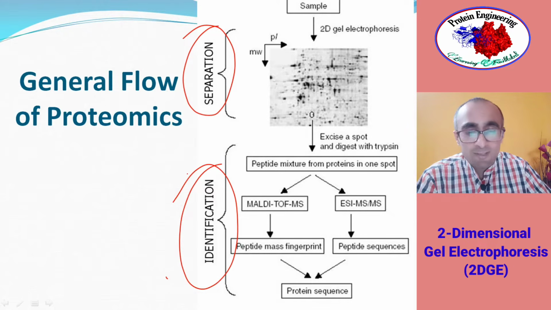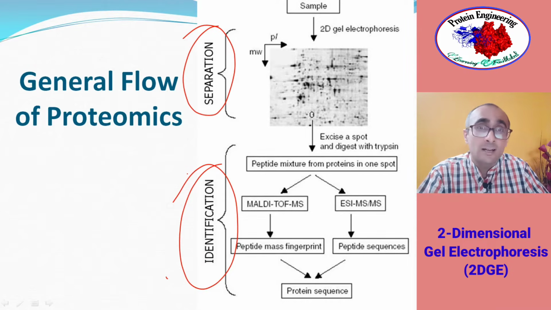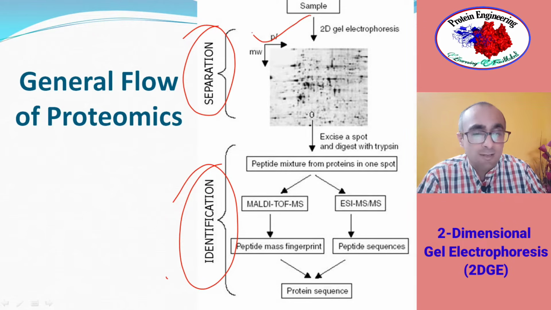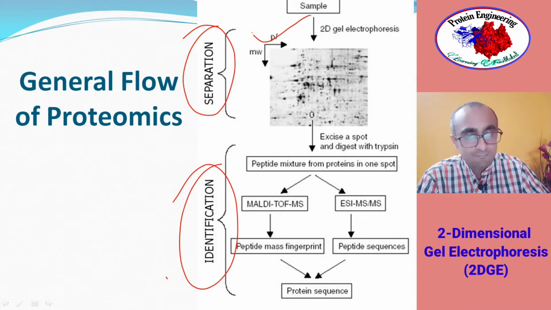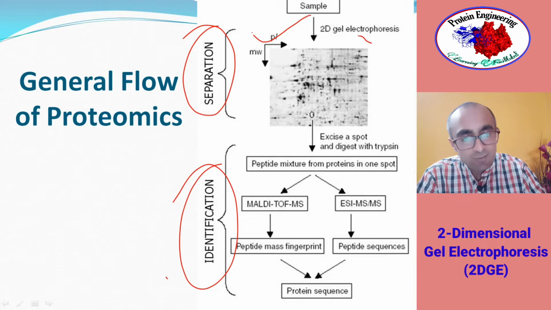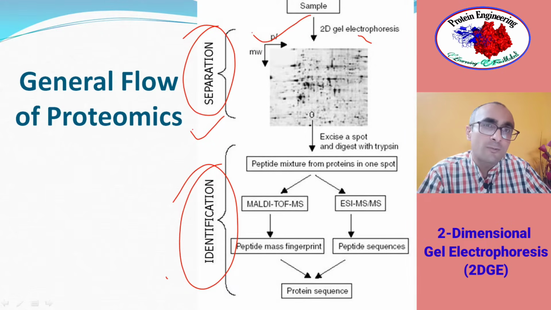So the very first step in proteomics is extraction of the proteome. The entire proteome, the thousands of proteins, are extracted from the cell and run in two-dimensional gel electrophoresis in order to separate them. In this lecture, we'll discuss the separation step in proteomics, which is composed of two-dimensional gel electrophoresis in gel-based proteomics approaches.